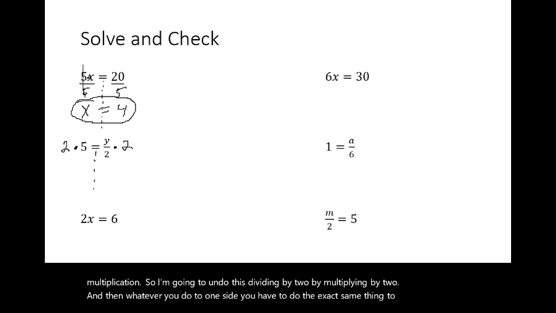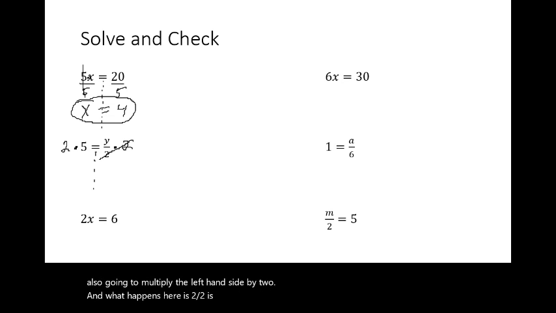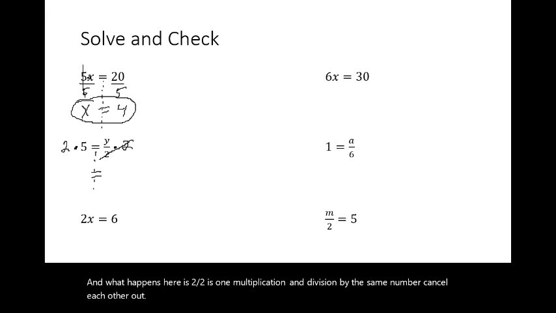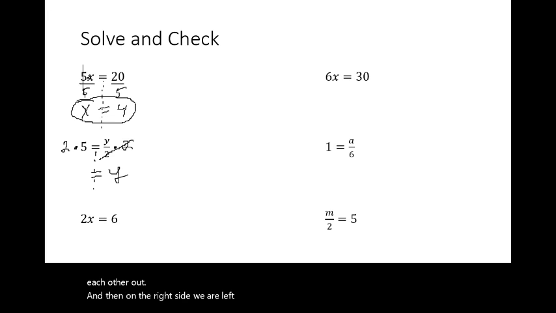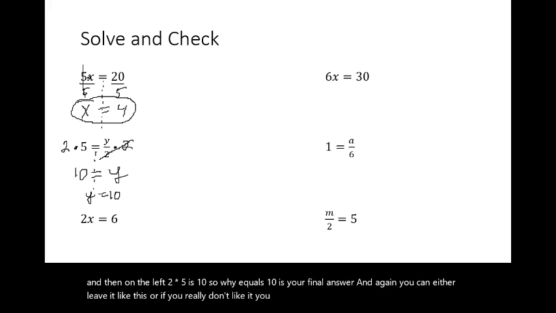So I'm also going to multiply the left-hand side by 2. And what happens here is 2 divided by 2 is 1. Multiplication and division by the same number cancel each other out. And then on the right side, we are left with y by itself now, because y times 1 is just y. And then on the left, 2 times 5 is 10, so y equals 10 is your final answer. And again, you can either leave it like this, or if you really don't like it, you can switch them. It doesn't matter.